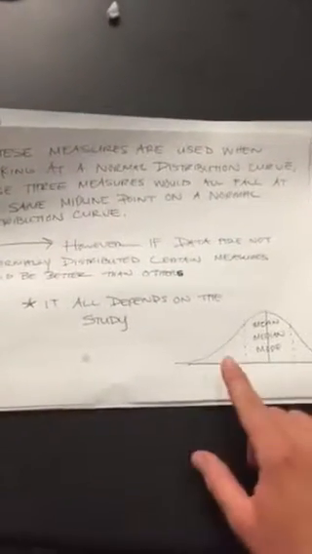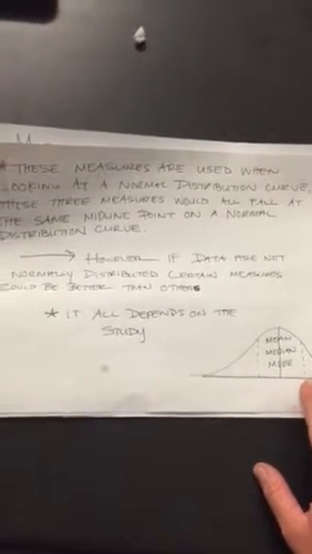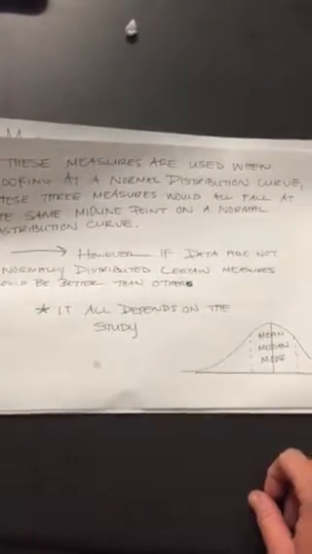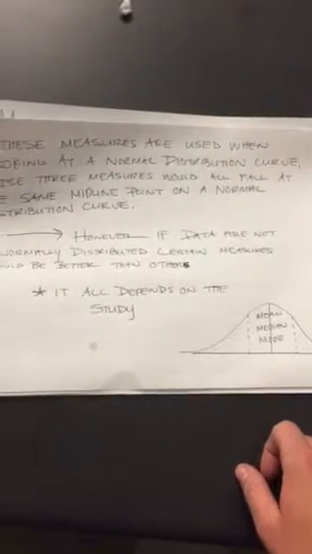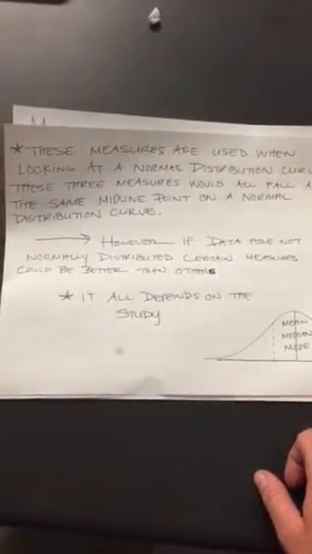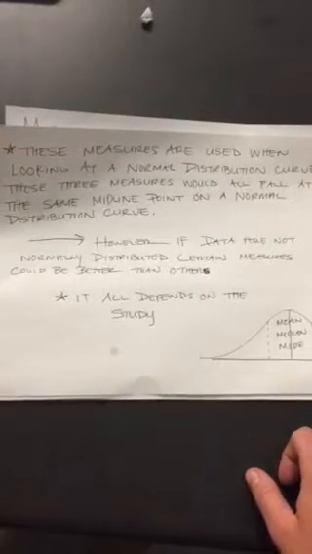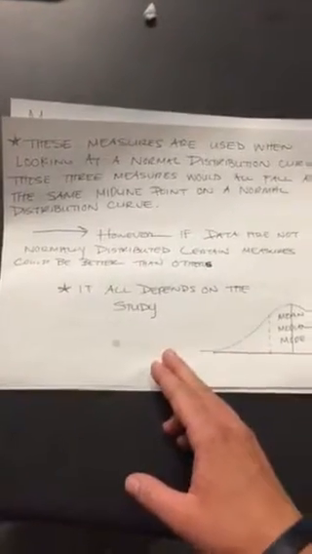These measures are used when looking at a normal distribution curve, which looks something like this. These three measures would all fall at the same midline point on a normal distribution curve. However, if data is not normally distributed, certain measures could be better than others to use. It all depends on the study.